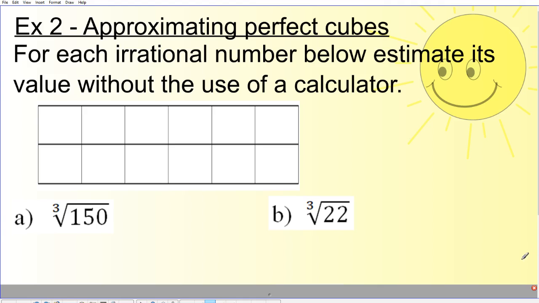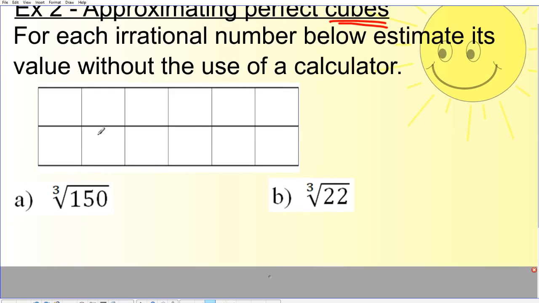Now, we are approximating perfect cubes, no longer perfect squares. You see this little 3 up here? That changes the problem. That's not saying this is 150 divided by 3. It's not like old school division. This is not what we're doing. With this perfect cube, we're trying to figure out what number times itself, times itself, times itself, 3 times is 150, or at least close to 150.